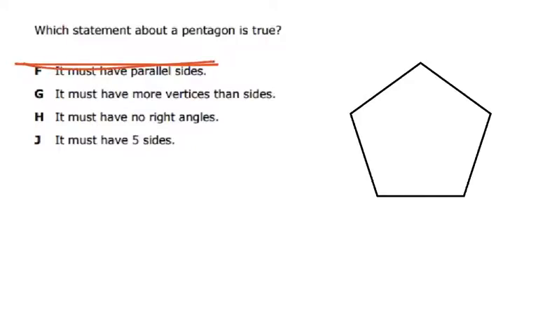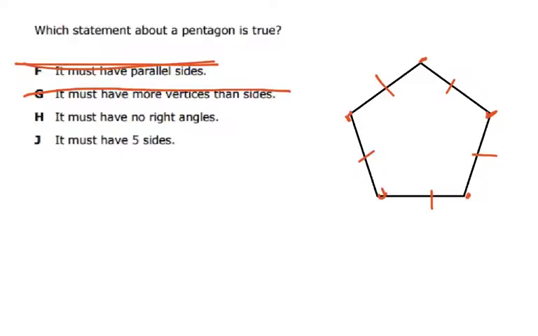Answer choice G says it must have more vertices than sides. Well, let's count the vertices. 1, 2, 3, 4, 5. And the sides, 1, 2, 3, 4, 5. So that's not true because they have the same amount of vertices and the same number of sides. So G would not work.